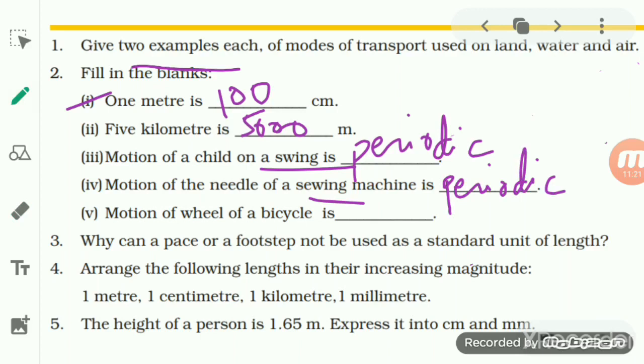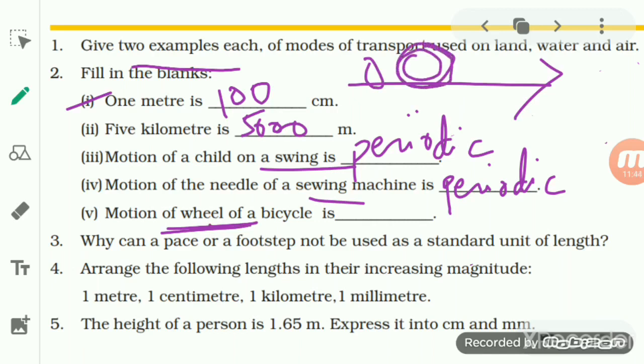Now, motion of a wheel of a bicycle. We have studied that if the bicycle is moving on a straight road, then that kind of motion is rectilinear. But the wheels, don't get confused, students, here it is talking about the wheels. Wheels rotate, so we can say that kind of motion is circular motion, or you can write rotational motion.